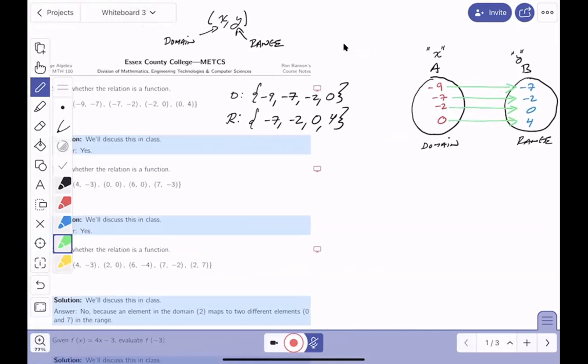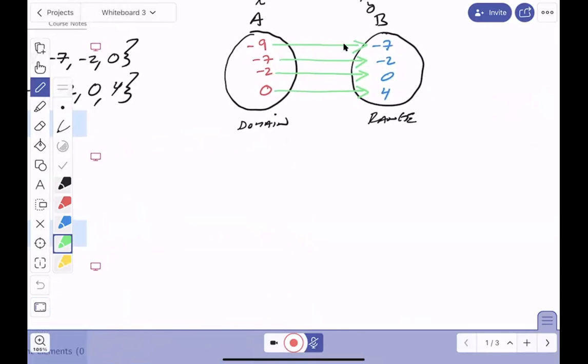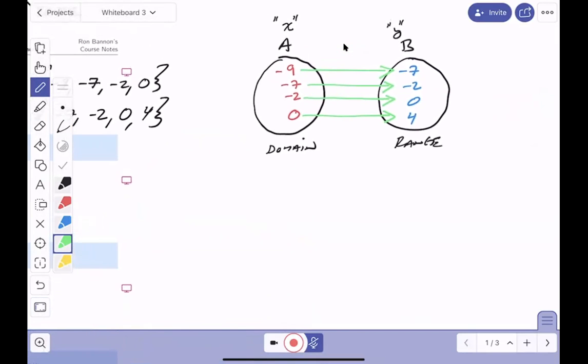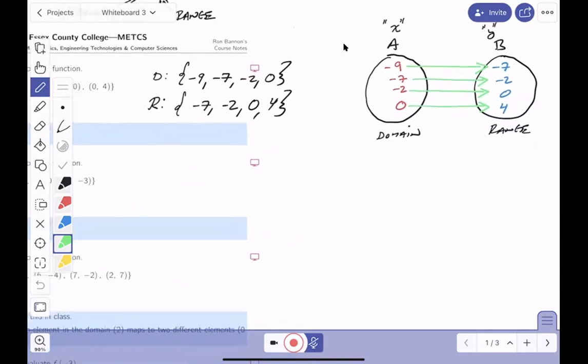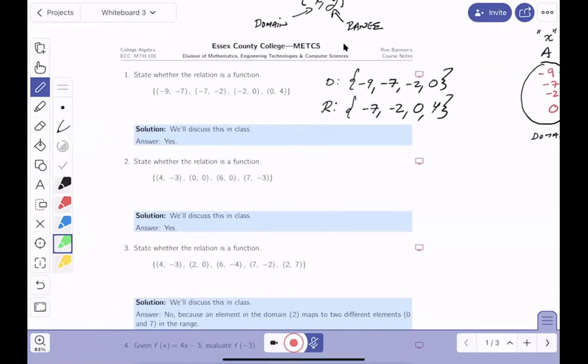Now, I want to point out, for some students that can't remember that, I want to put what we're talking about, what was given to us. So -9 goes to -7, -7 goes to -2, -2 goes to 0, and 0 goes to 4. Now, what we've got to make sure of is that everyone in the domain has an arrow coming from it. Check, everyone does. The next thing we must check for functionality is that every number in the domain has only one arrow coming from it, and that's done. So the answer over here is yes, this is a function. The bubble diagram tells me that. So what's my answer over here? Yes, it's a function. Let's go to number 2.